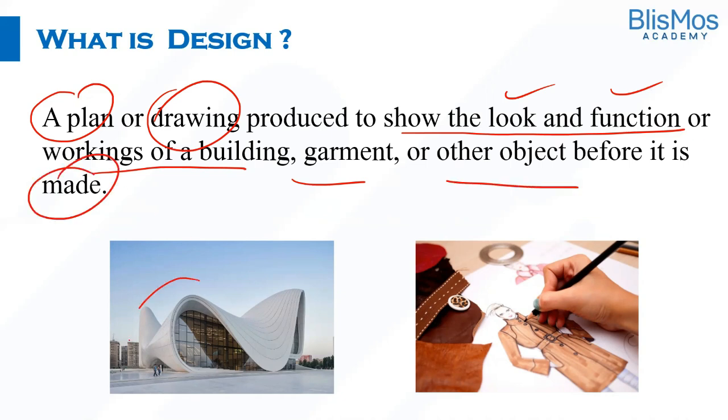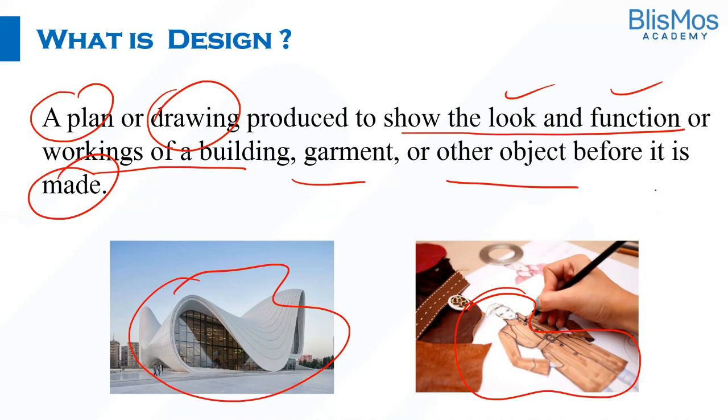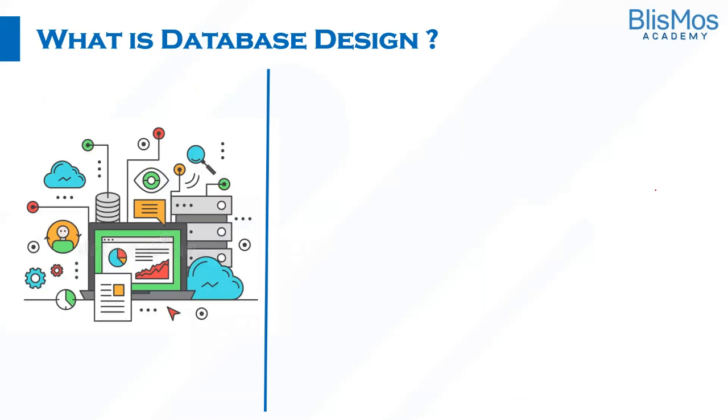For example, look at this beautiful building. Before it is made, they would have come out with the design before they constructed this. Look at the design being drawn by a designer before the cloth is manufactured. So before we build or manufacture anything, design is important. When we are thinking about design before we construct a building or manufacture any cloth, obviously we need to come out with the proper design before we go ahead and develop the database, right?